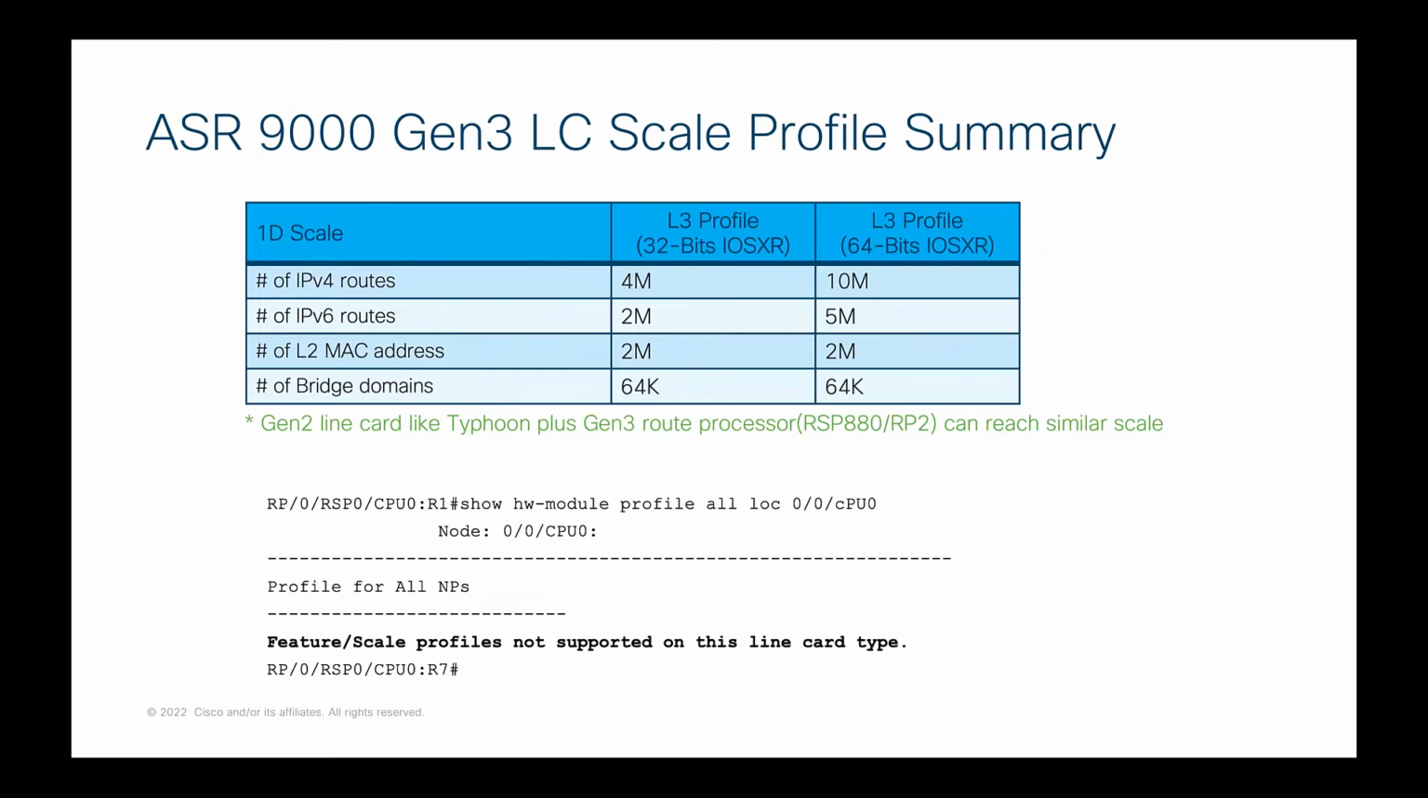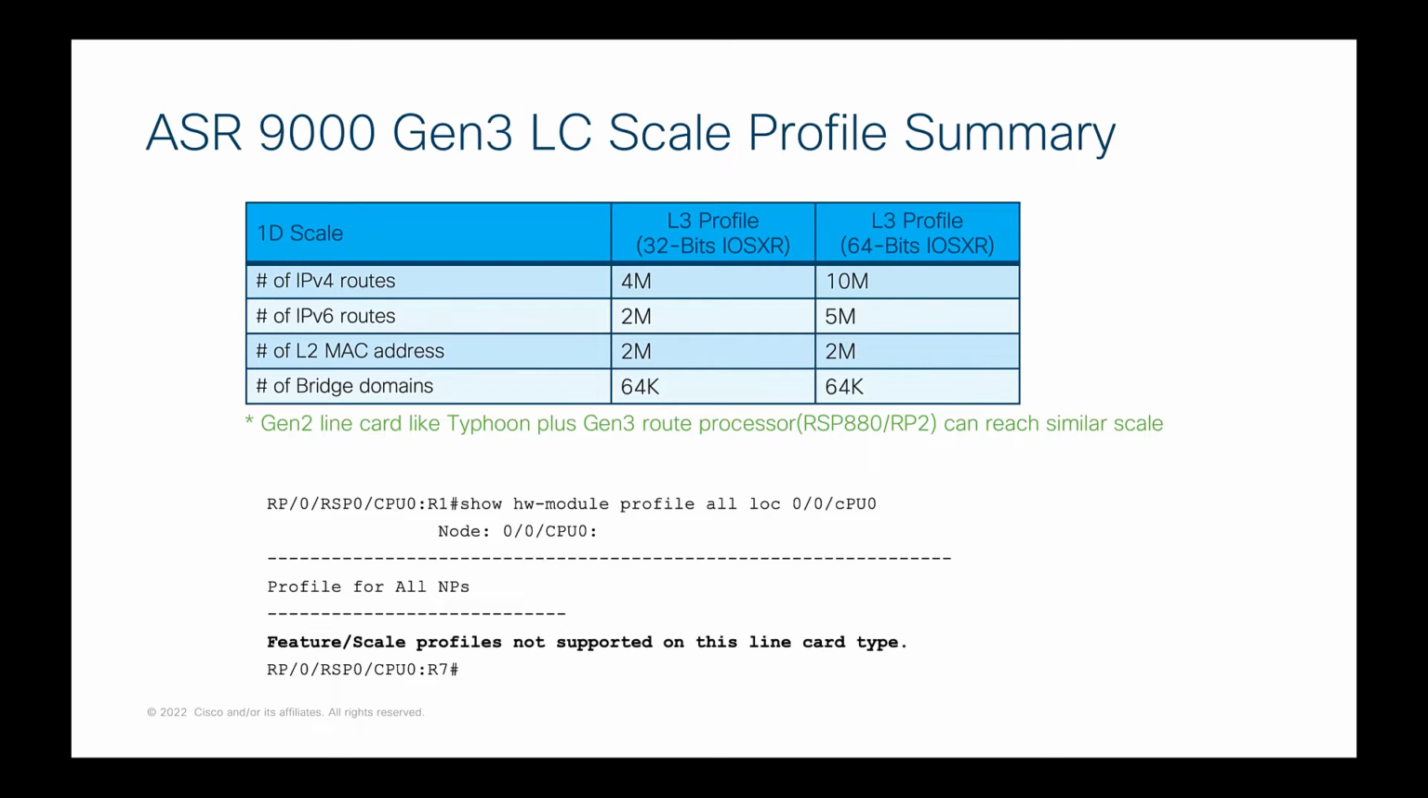And as you see, the layer 3 IPv4 and IPv6 forwarding table is doubled. The reason is the system can support more addressable memory because of the 64-bit IOS XR, so this generation system really doesn't need a scale profile that could be totally satisfied with all the customer scale demands.